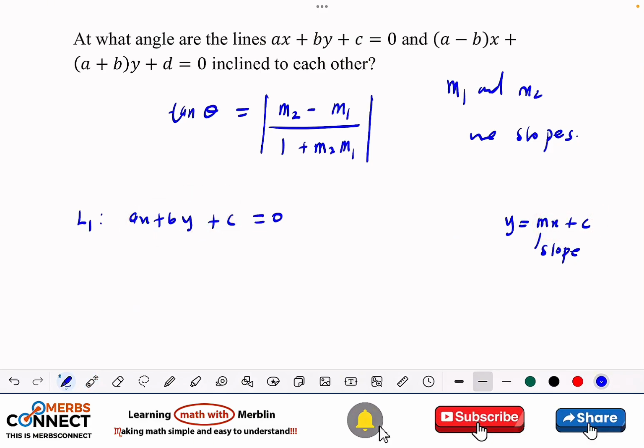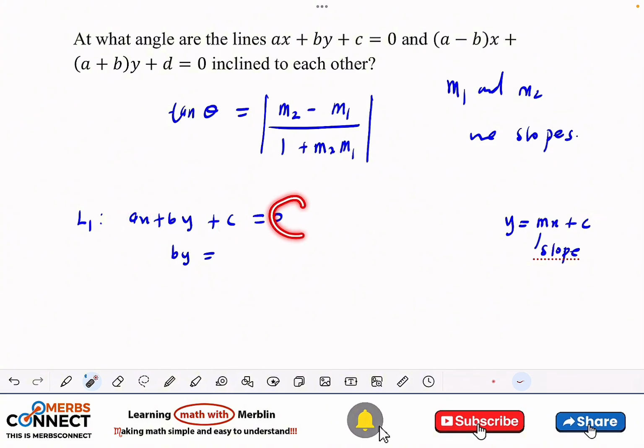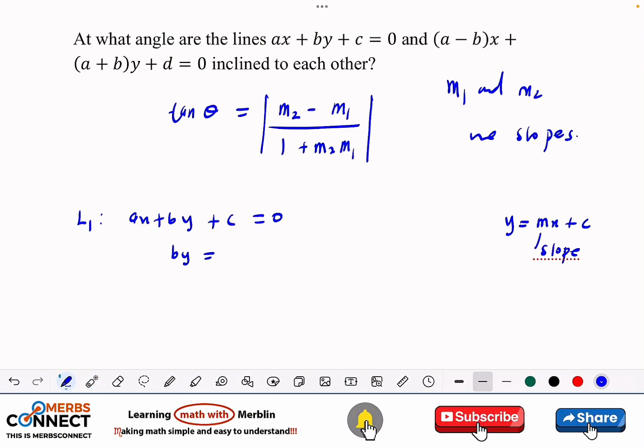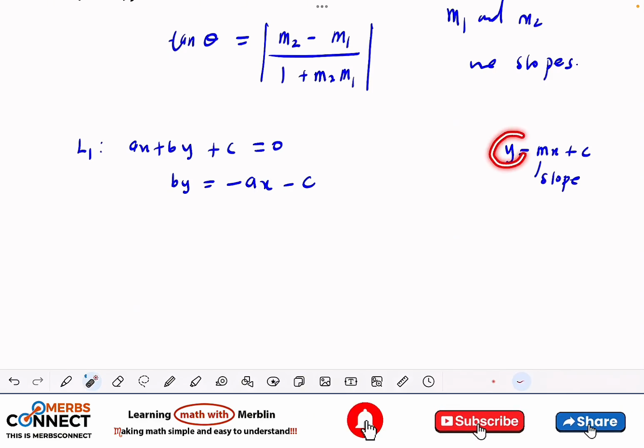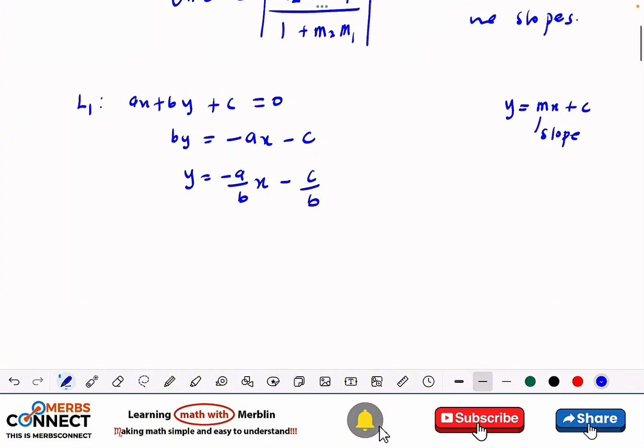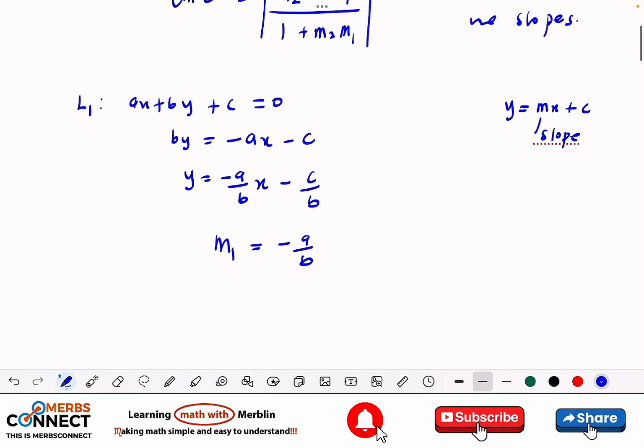So what are we going to do? We are going to have by is equal to, then I move this and this to the right. This is positive, goes here, becomes negative, the same thing for this one too. So I'm going to have minus ax minus c. Now y needs to be standing alone, so y is going to be minus a divided by b, x minus c divided by b. Since this is L1, this is my slope m1, which is minus a divided by b. So that's the first slope.